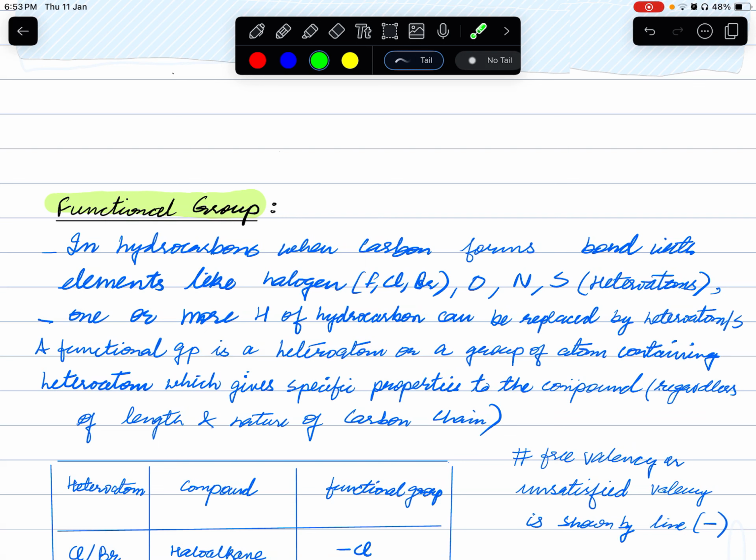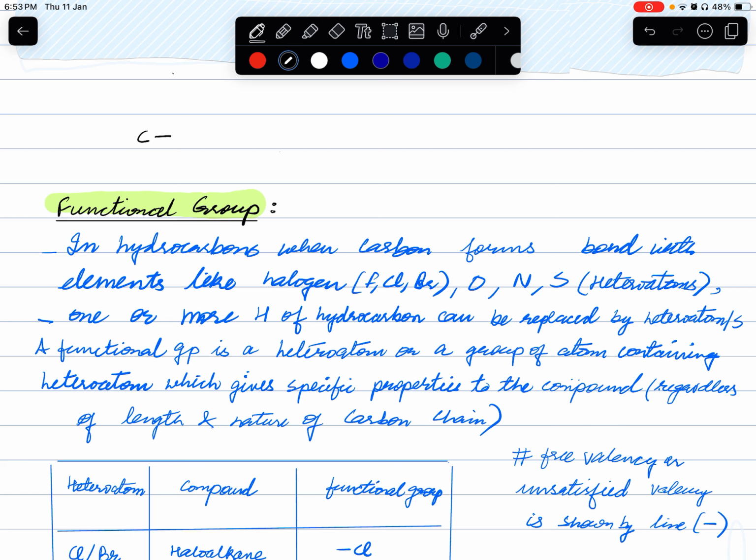We are doing carbon and its compounds, and today we will be doing functional groups and how different hydrocarbon-containing functional groups are given specific names and what are the different types of compounds formed. So to understand the basic concept of functional group, let us have a very simple example of a hydrocarbon.